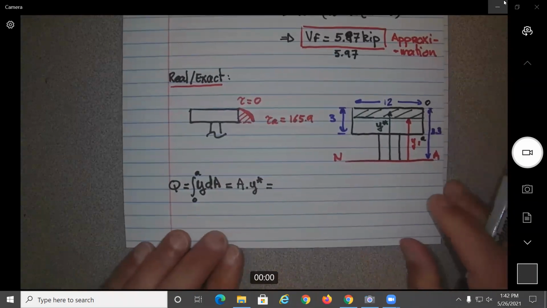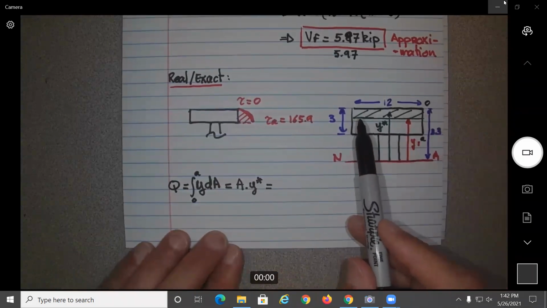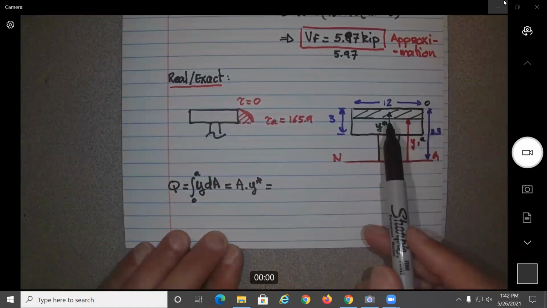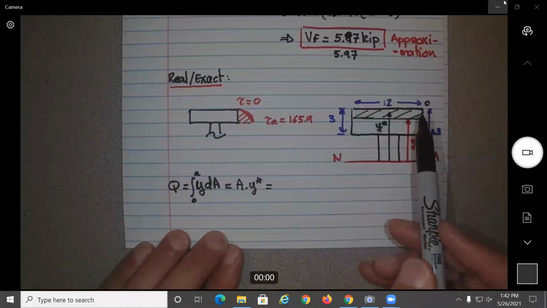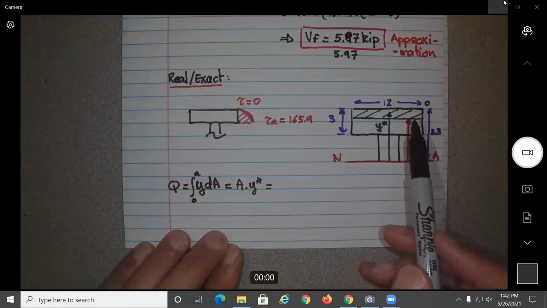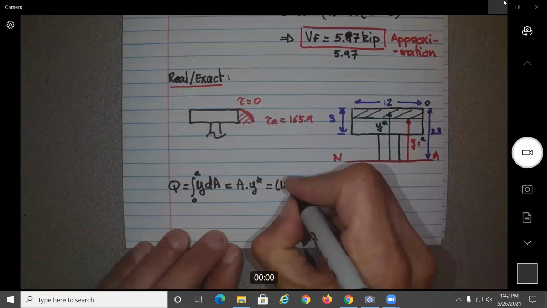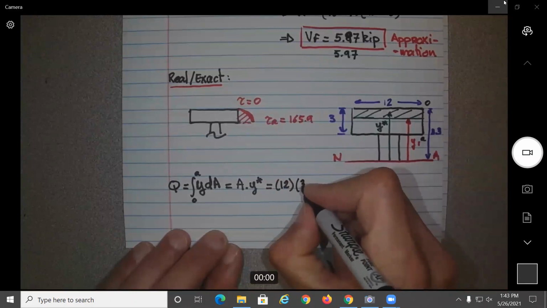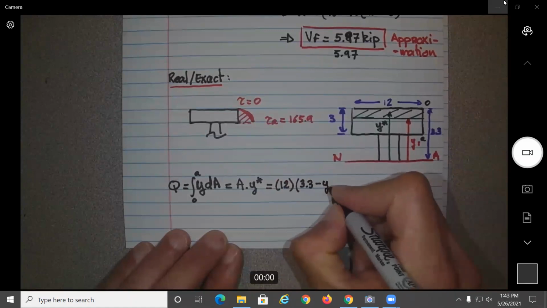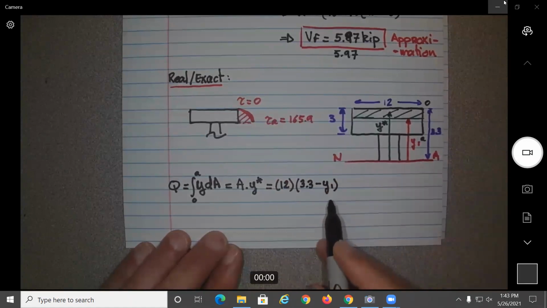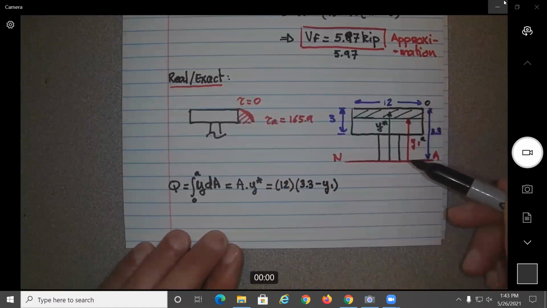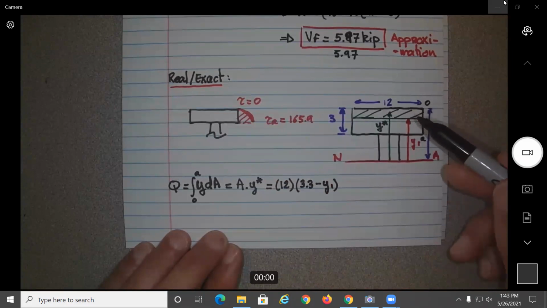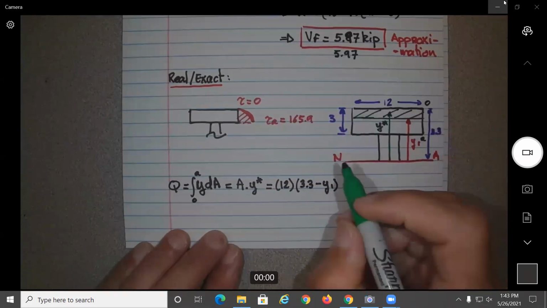Okay, so be careful over here. What would be the area of the shaded green area? It will be 12 times this height, no? So it should be 12. Now, if you write this height in function of y sub 1, that would be equal to what? It would be 3.3 minus y sub 1. Do you see that? So 3.3 minus y sub 1 gives you this height, no? Okay? So basically, this will be your area.